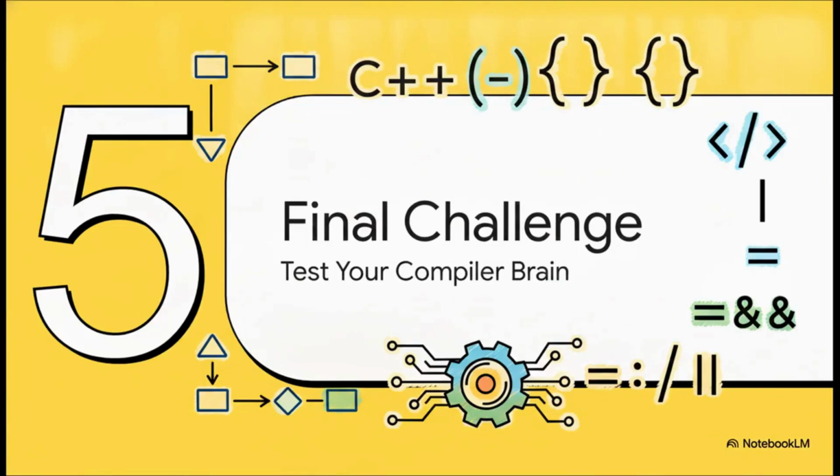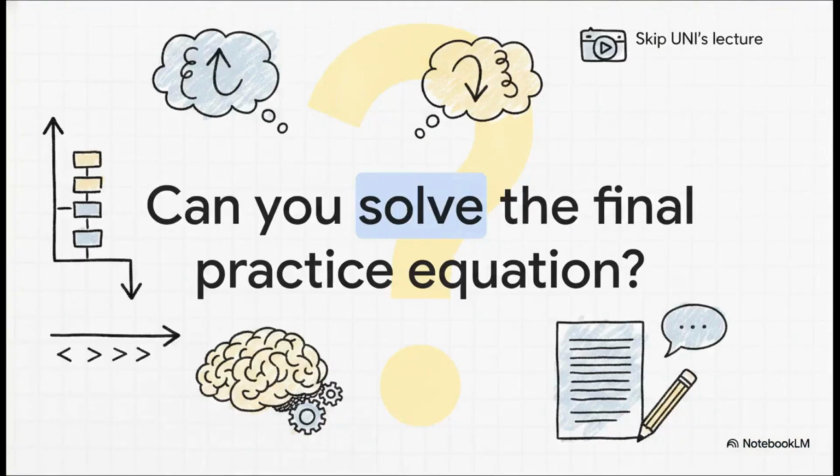And that brings us to Section 5, the final challenge. Test your compiler brain. Throughout this explainer, we've broken down the hierarchy, we've learned the left-to-right tiebreakers, and we've mastered those crucial memory mantras for prefix and postfix operations. So now, it's your turn.